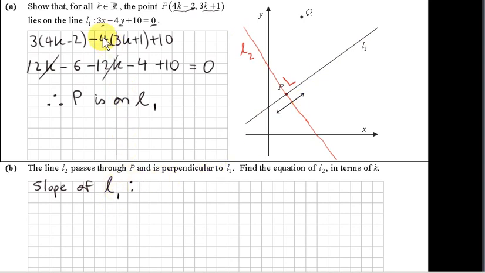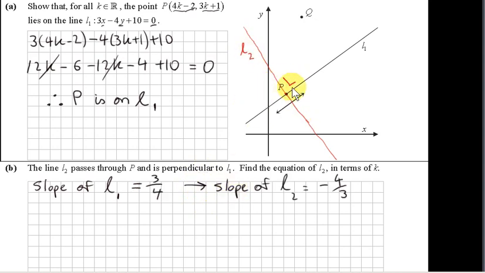So how do we get the slope of L1? Well, we have the equation of L1 up here. We have to write the equation of L1 in the form y = mx + c. In this form, the coefficient of x is the slope. So we rearrange this equation to make y the subject. So we have -4y = -3x - 10. We divide across by -4. We get y = 3/4 x + 5/2. So we see that the slope of L1 is 3/4.